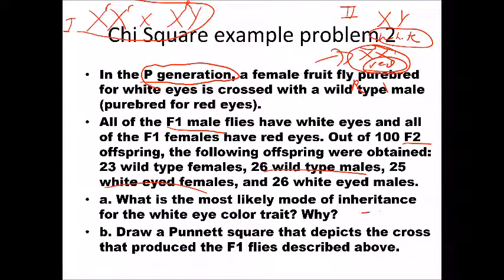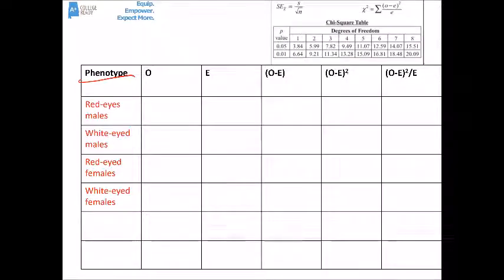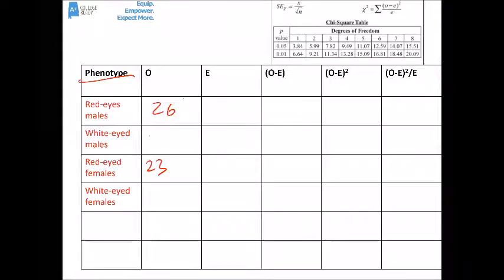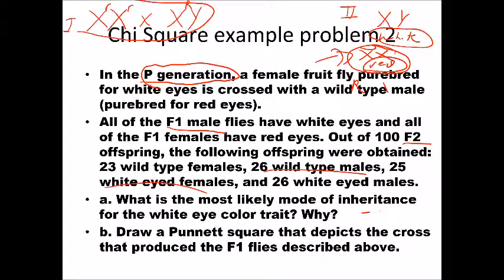We had 23 wild type females and 26 wild type males. Those are the red eyes. So 23 females, 26 males. So 23 of these, 26 of these, and then 25 white-eyed females and 26 white-eyed males. 25 here, 26 here. Check those numbers, make sure I got them in the right spot. 25 white-eyed females.